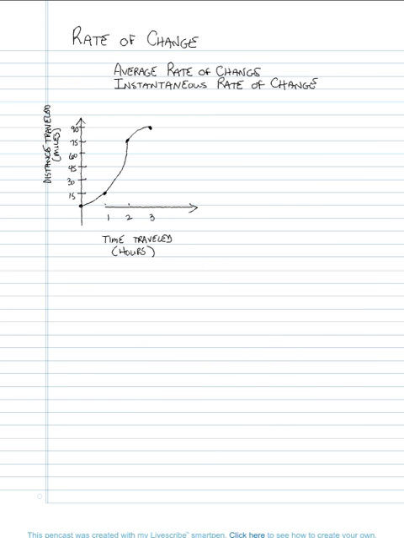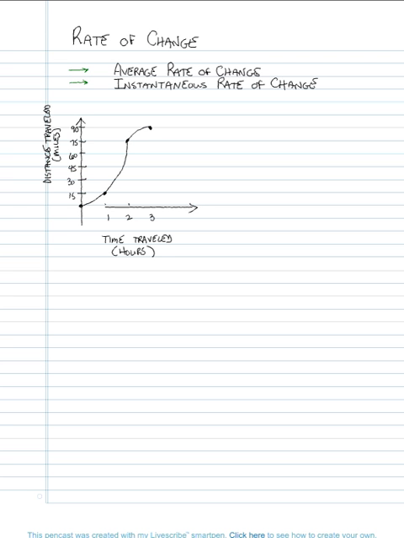This discussion is about the rate of change. There are two types of rate of change that we're going to discuss here. First is the average rate of change, and the second is instantaneous rate of change. Let me give an example, and you see a graph that I've made here. We'll discuss it in a moment.